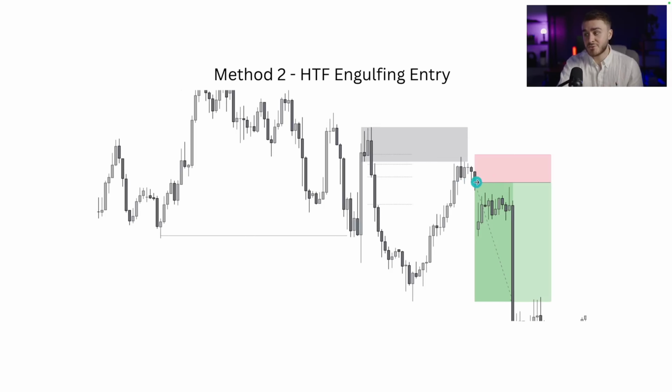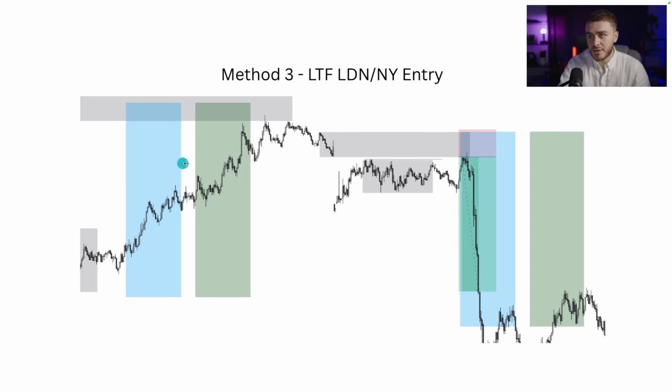Method number 3, so this one's going to be a bit more complicated and we're going to get onto the charts for it, is a lower time frame London and New York entry. This is as simple as waiting for strictly just London and New York. So in this occasion, what we can actually see is price hit during New York session. However, it didn't really give us any sort of entry, but we saw the entry in the next day. So let's get onto the charts and have a look at this little example here.